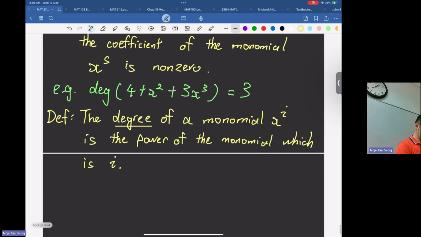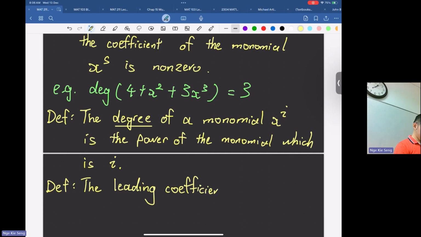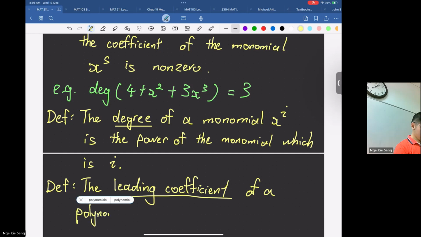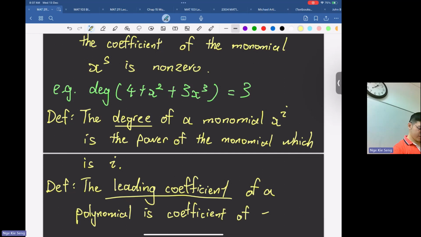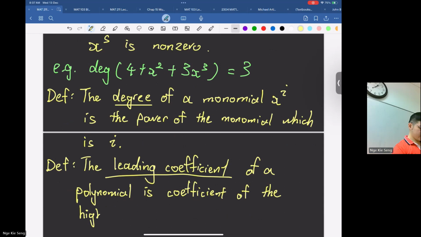Then last time we defined the leading term and leading coefficient. So what's the leading coefficient of a polynomial? It is leading, right? So how does it lead? You look at the coefficient of the highest degree monomial in the polynomial.